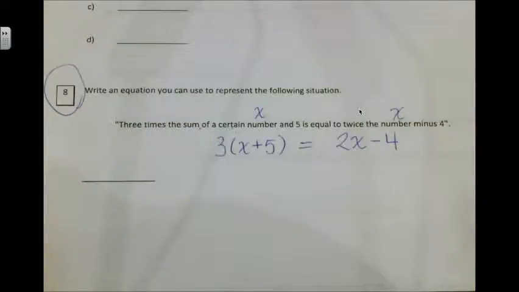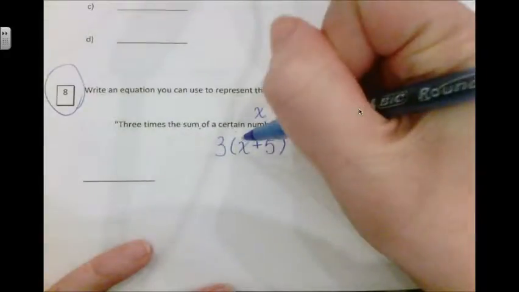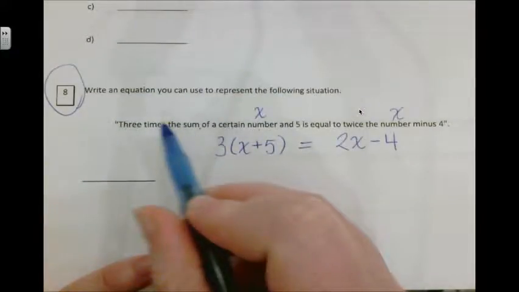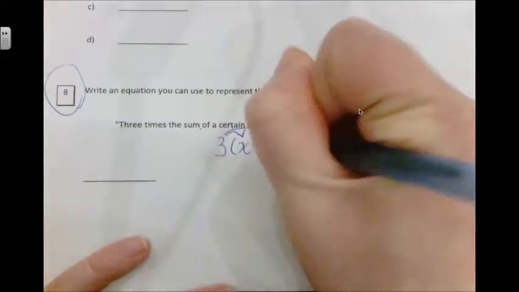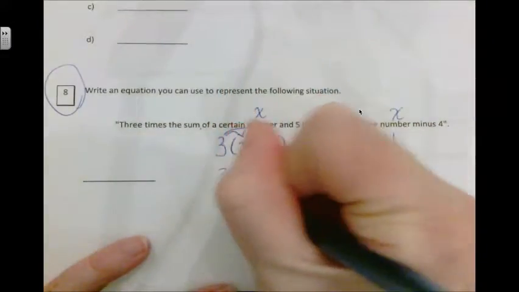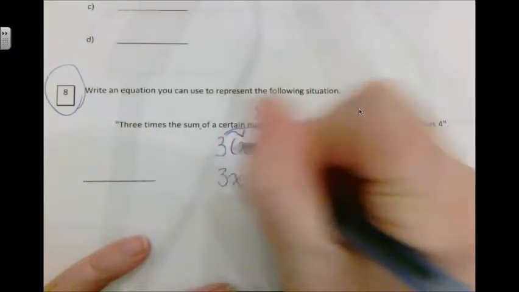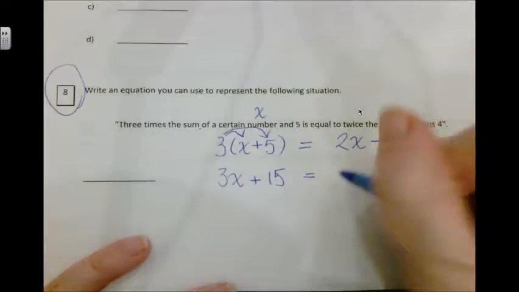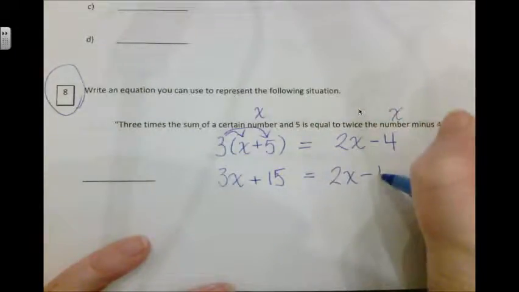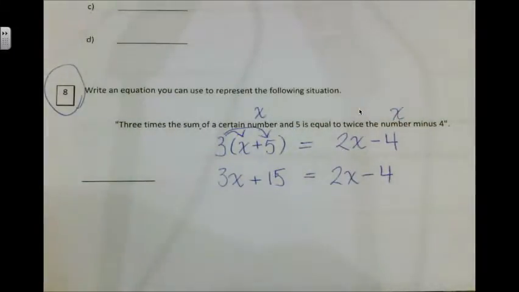I'm going to solve it because you do have to be able to solve equations on your test, and they would ask you in some questions to reduce this and to solve for what x is. But if they just ask you for the equation, this would be the answer. So in this case, we're going to do a distributive property. So 3 times x plus 3 times 5 is 15 equals 2x minus 4.